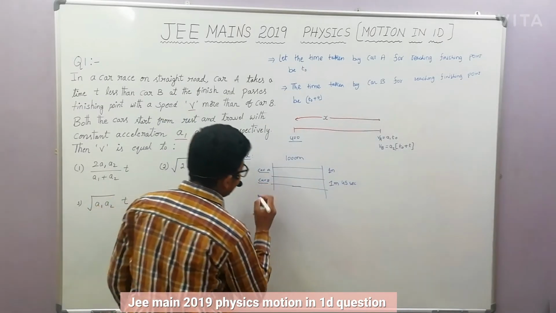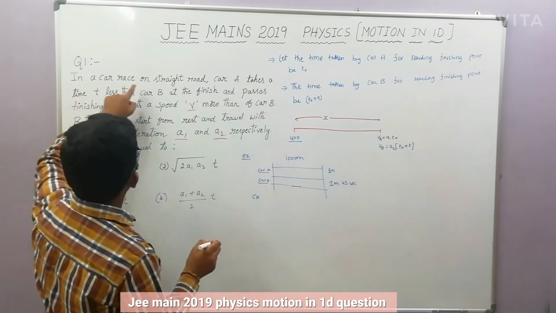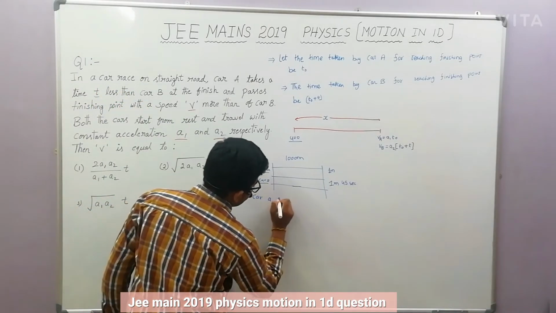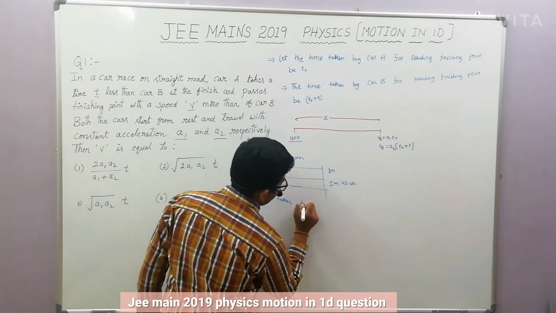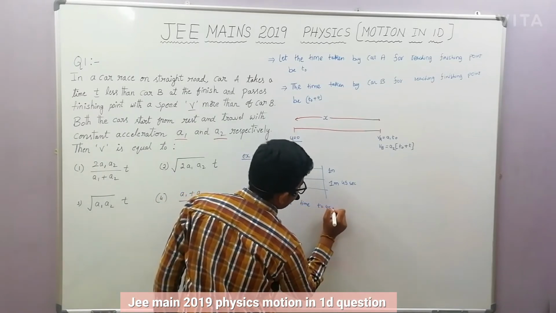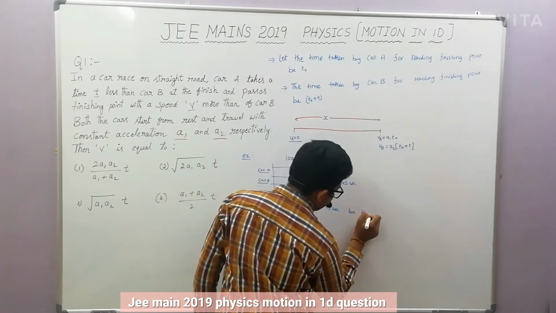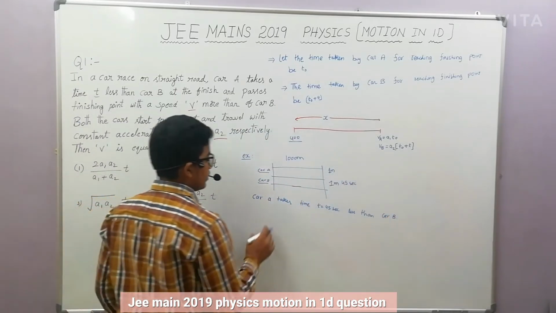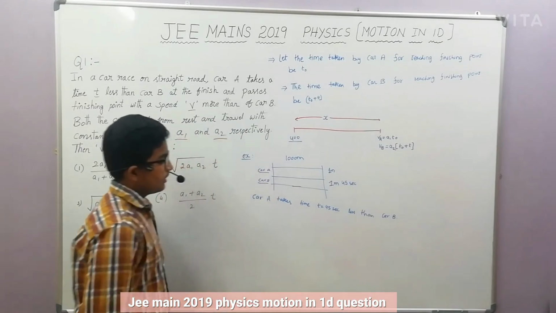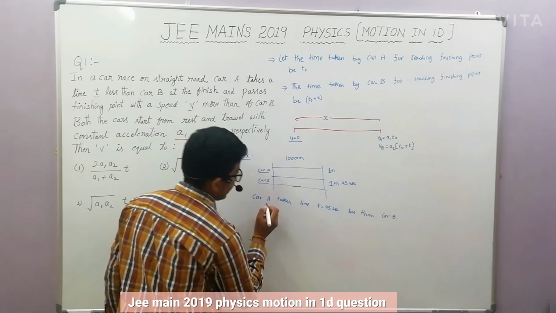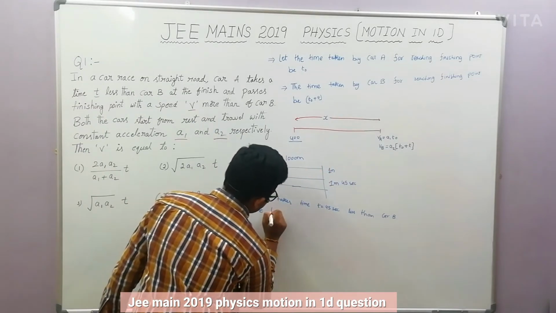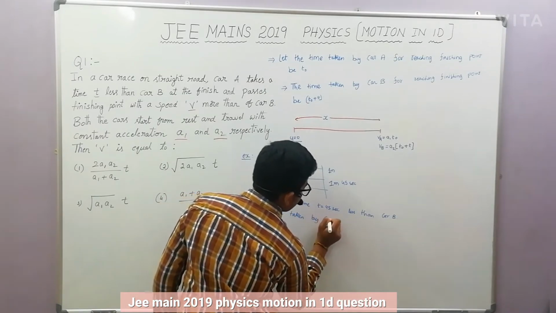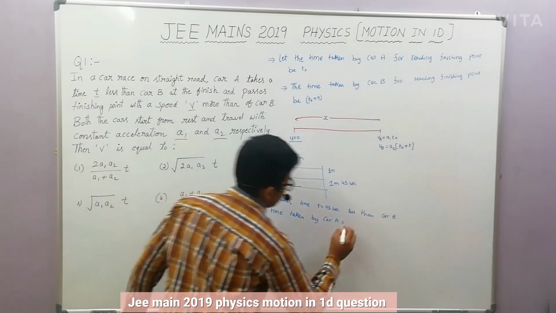So car A takes time t. Here we have a statement: car A takes a time t, which is equal to 45 seconds less than car B. This is car A. From here, the time taken by car A is equal to 1 minute.